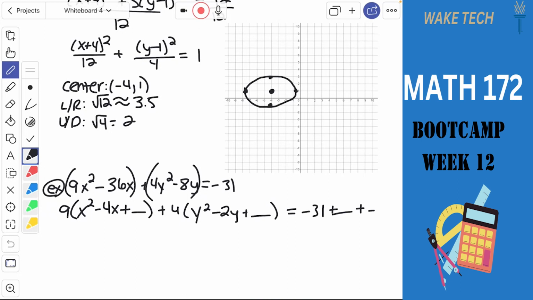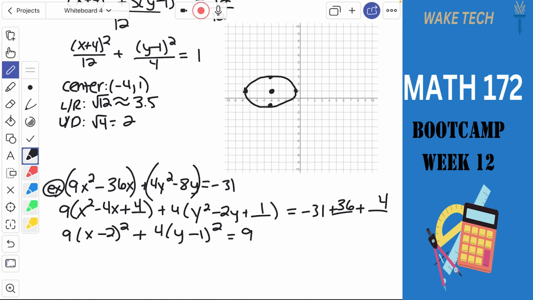For the x's, half of 4 is 2, and 2 squared is 4. For the y's, half of 2 is 1, and 1 squared is 1. What we really added to the x's, though, is 9 times 4, which is 36. What we really added to the y's is 4 times 1, which is 4. That gives us 9 times (x minus 2) squared for the x's, 4 times (y minus 1) squared for the y's, and it's equal to 9 on the right side.